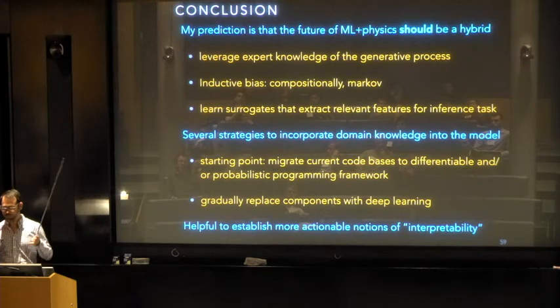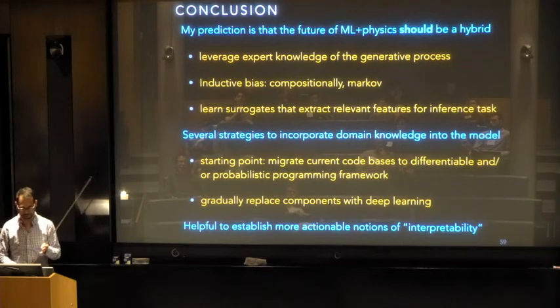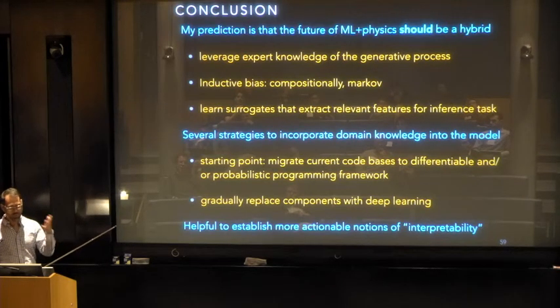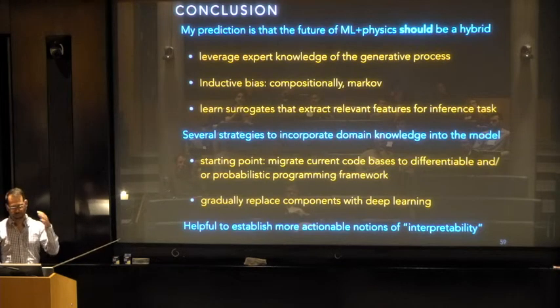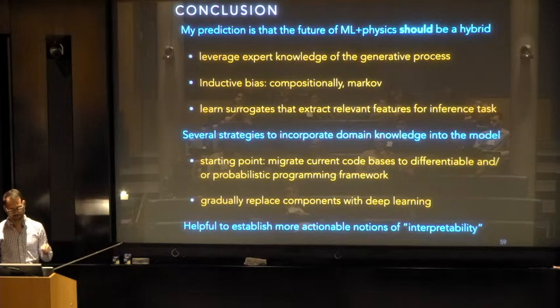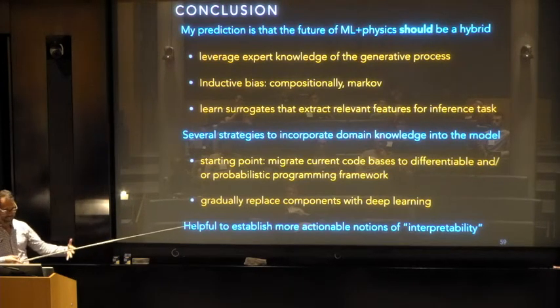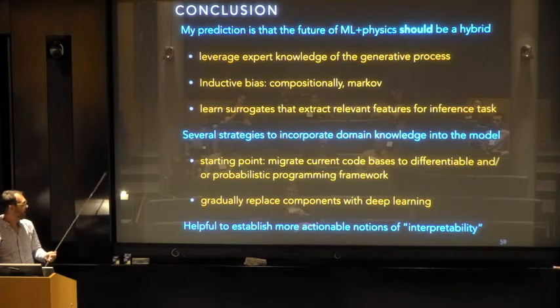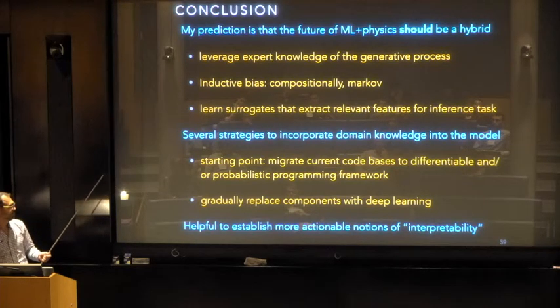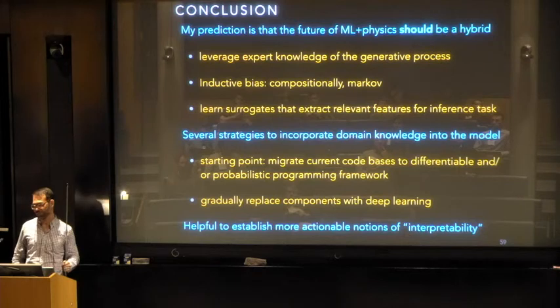So my conclusion from all of this is basically that we're going to need to leverage expert knowledge and take advantage of the generative process, and include all sorts of inductive bias if we can. And I don't think we're going to be replacing physicists. I think it's going to be a very nice hybrid relationship between them. And that's it. Okay, thank you very much.